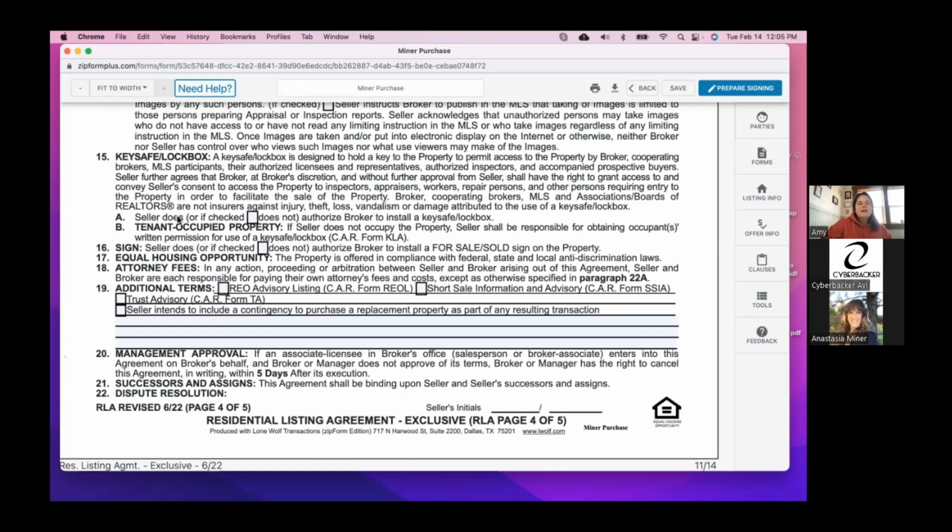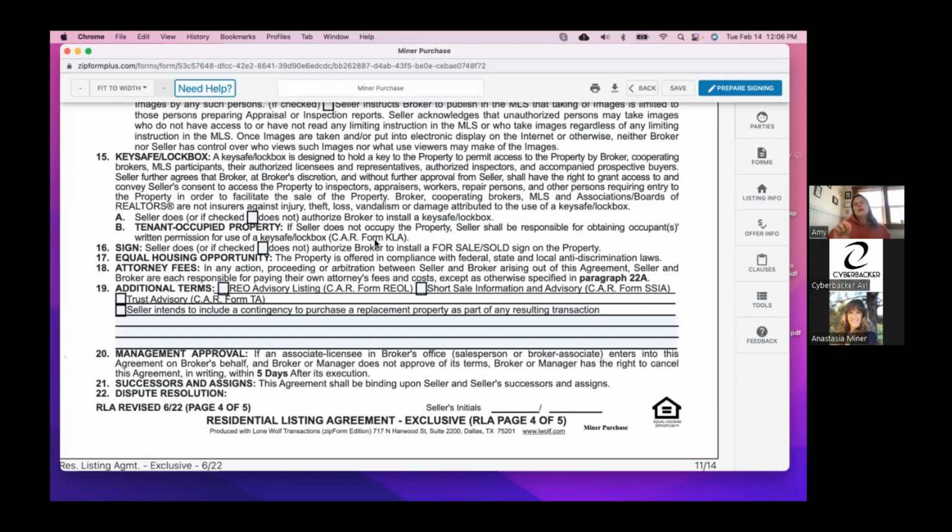A seller does authorize broker to install a key safe lockbox is the default. If we check the box under 15A, it says does not authorize them to install a key safe lockbox. 15B is tenant occupied property. If a seller does not occupy the property, seller shall be responsible for obtaining occupants' written permission for use of a key safe lockbox. There's a form for that.